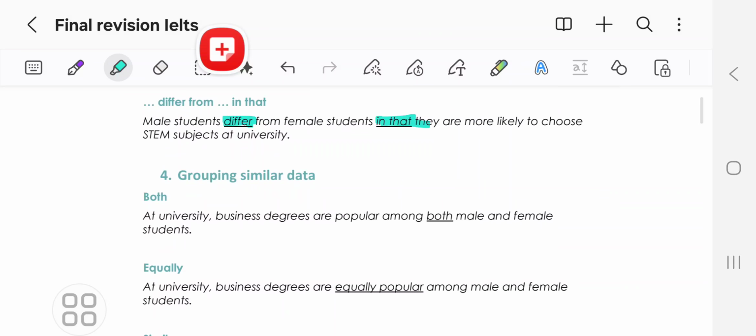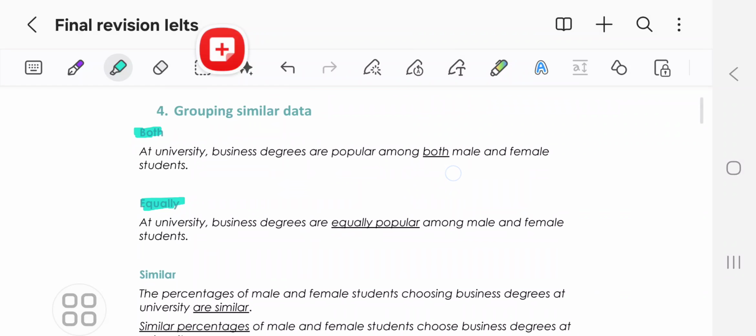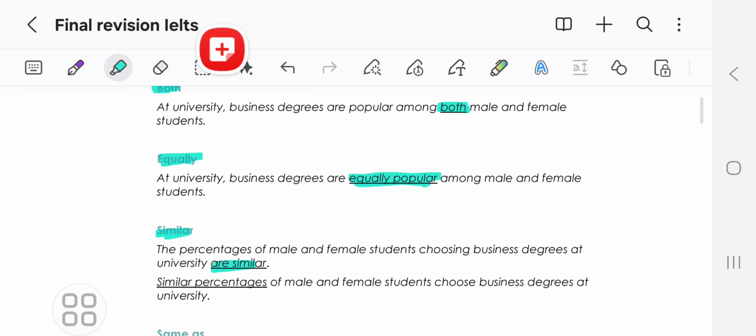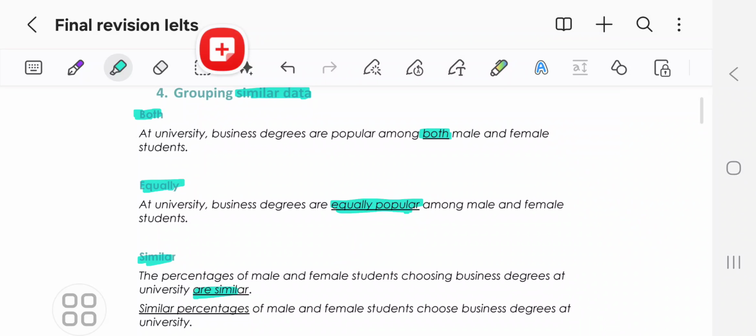Grouping similar data, so both, equally, okay. At university, business degrees are popular among both male and female students, okay. At university, business degrees are equally popular among male and female students, okay. The percentage of male and female students choosing degrees is similar. So it could be similar, it could be equally popular, it could be both male and female students are doing it. So you can use similar data with both, equally. For example, if you find two or three groups that are the same, don't use same there, use both.